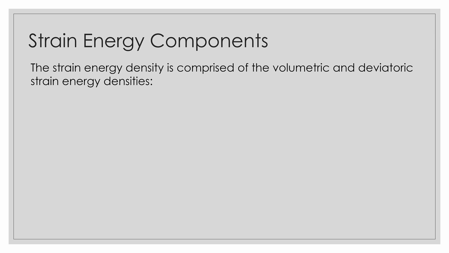Moving on to the next thing that we have to realize, which is the concept of strain energy components. So the strain energy density is actually comprised of 2 components, and those are the volumetric and the deviatoric strain energy densities. So when we go to these problems, most of the time you're going to be asked for the strain energy density, and then sometimes maybe they'll want the total strain energy.